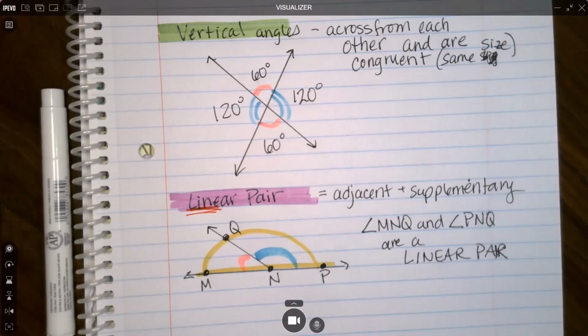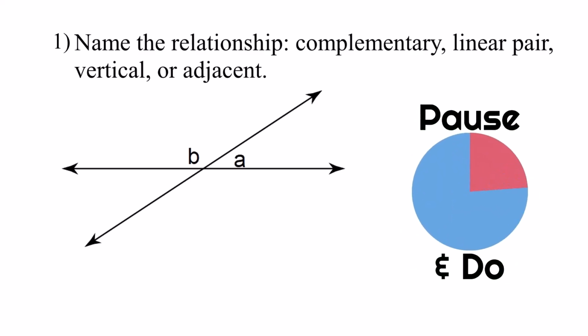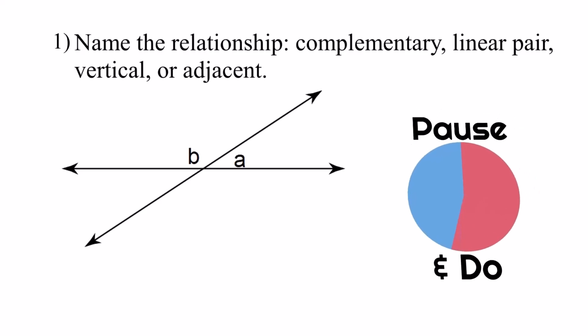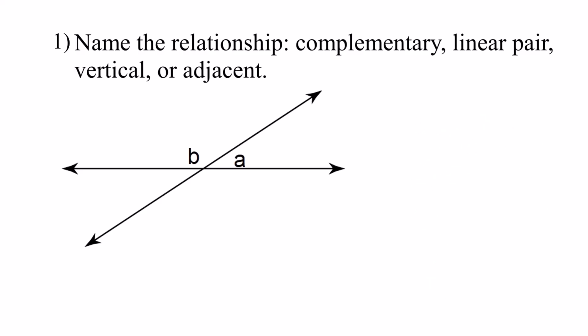All right, let's head over to the computer and do some problems. You will be checked on some vocabulary. So something like this, pretty straightforward. Just name the relationship when you look at this diagram. Are you talking about complementary, linear pair, vertical, or adjacent? You have to choose the best answer.